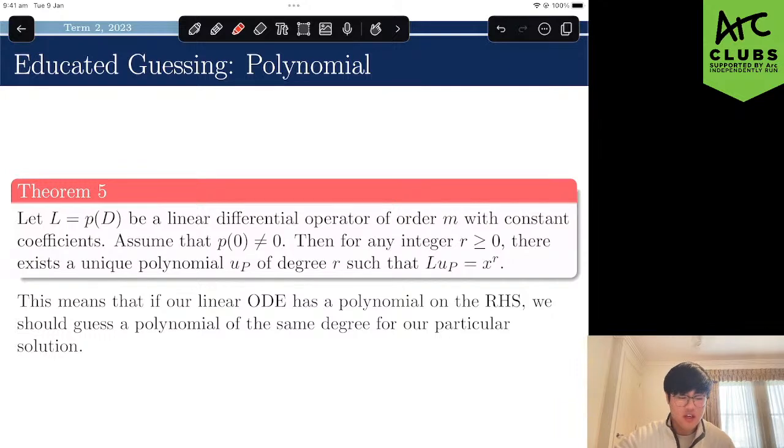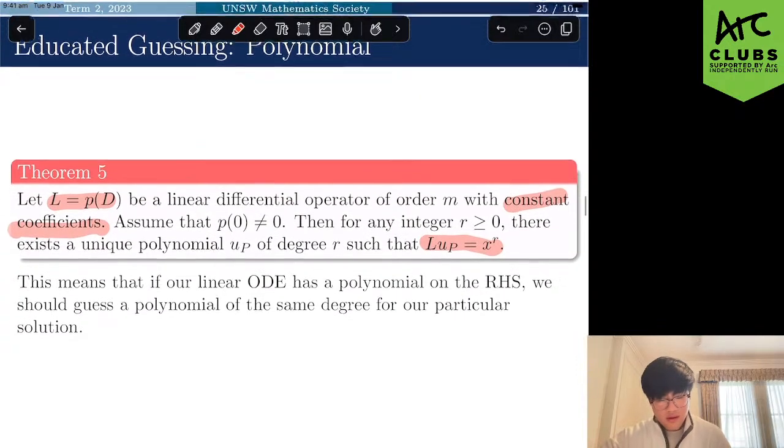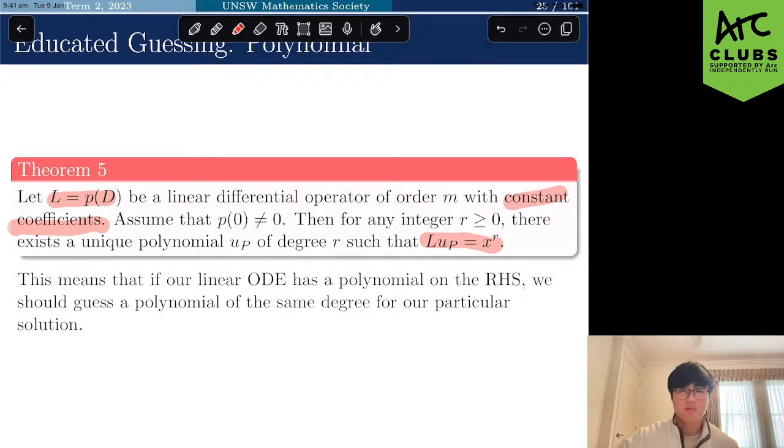So here, if we have a linear differential operator of order m, so this here, and it has constant coefficients, then for any integer r larger than 0, there exists a unique polynomial up of degree r such that L of up equals to r. We'll look at a practice question for this to see exactly what this theorem means. But I guess that's kind of what we have here. It's essentially just guess a polynomial of degree r such that it satisfies this equation.